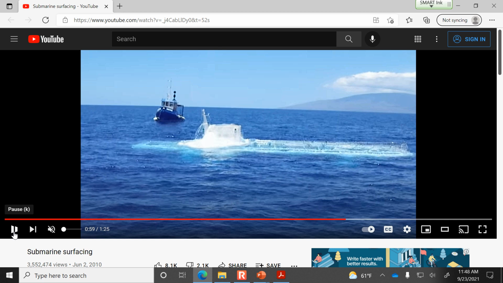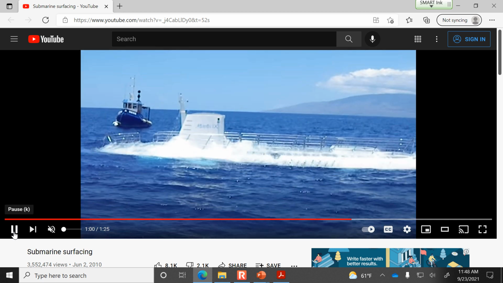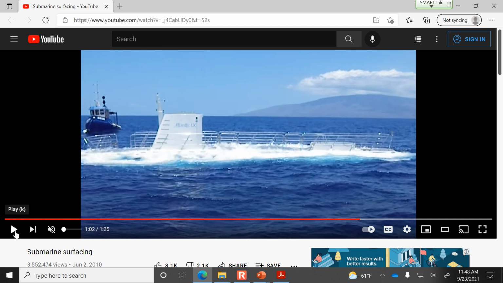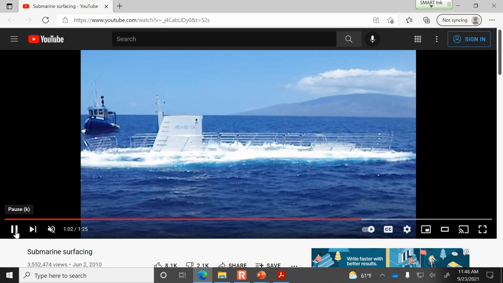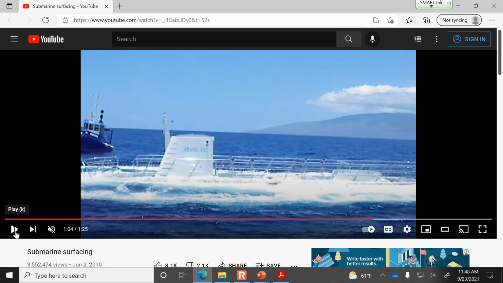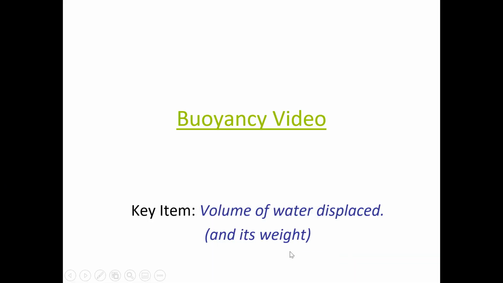But then it comes to the surface and it doesn't keep floating. It's not floating into the atmosphere. But it comes into an equilibrium where right now its buoyant forces and its weight forces are equal. And so we'll talk about what allows us to calculate the magnitude of the buoyant forces, and then we'll come back to this specific example of the submarine a little bit later.